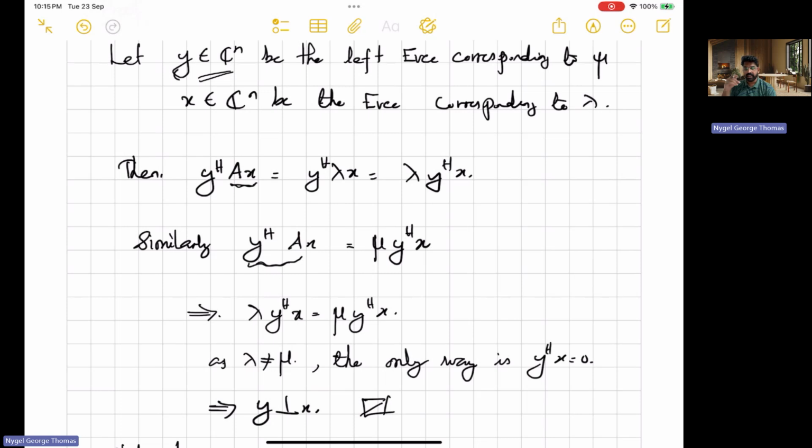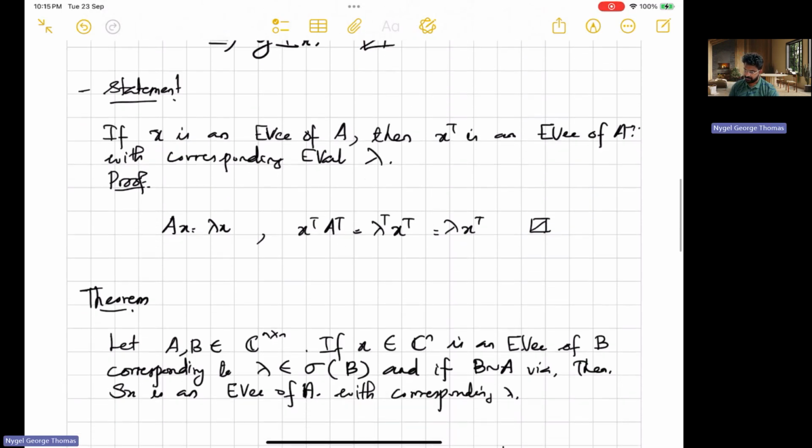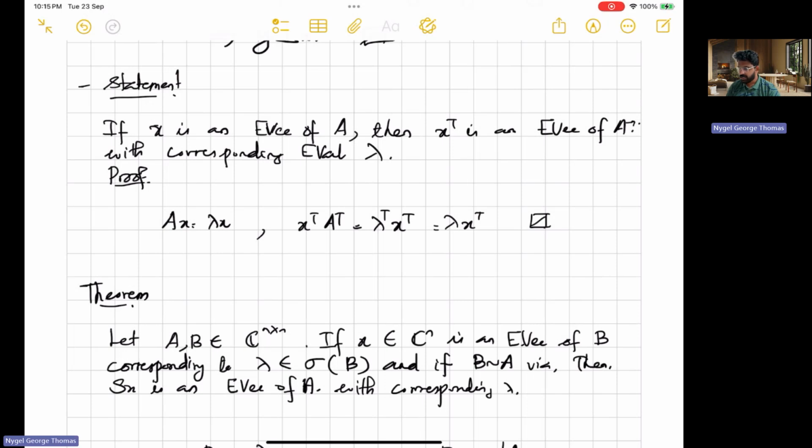Okay, so what does this say? Let's repeat what this theorem says. If we have a left eigenvector y Hermitian corresponding to an eigenvalue mu, and we have a right eigenvector x corresponding to an eigenvalue lambda, where mu is not equal to lambda, these eigenvalues are distinct, then these eigenvectors are mutually orthogonal.